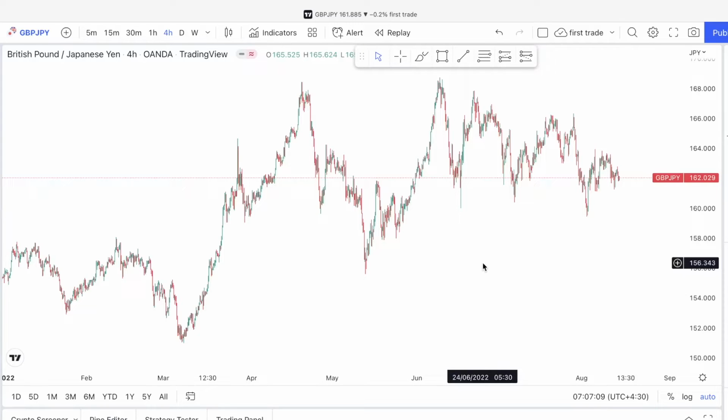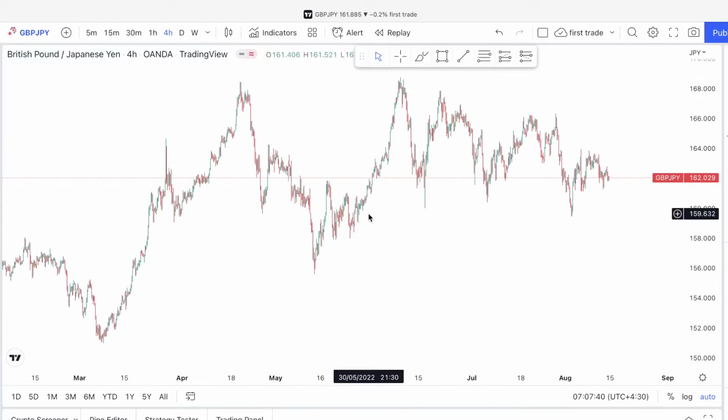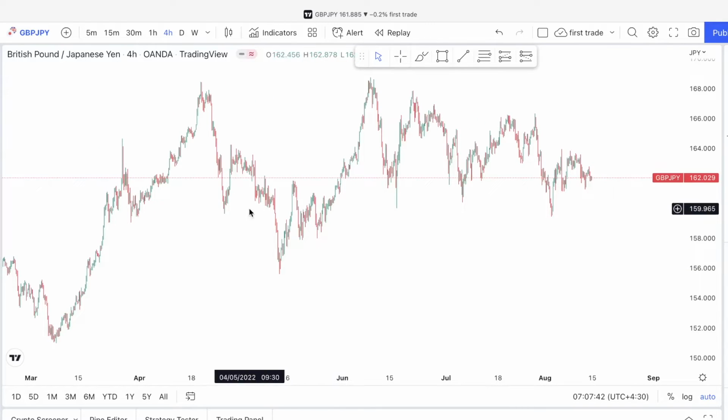Alright, in this strategy, first of all, we need to find a trend on the chart. To find a trend, we need to identify the lows and highs on the chart. Then, by comparing those highs and lows, we can conclude the trend. Okay, I have the GBPJPY. So the first thing I need to do is to find the reversal spots.